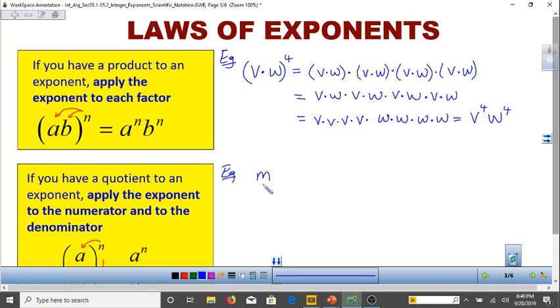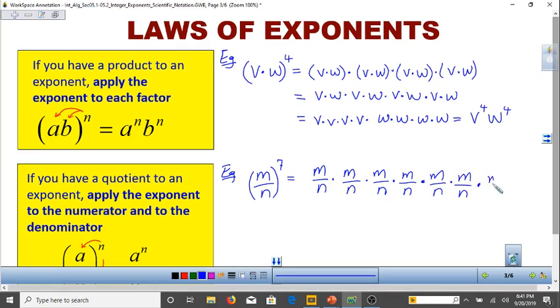The same thing happens when we raise a quotient to an exponent. So let's say I have m over n raised to the power 7. What that means, I'm going to write m over n multiplied by itself 7 times. M over n multiplied by m over n multiplied by m over n. And of course, I'm going to do this 7 times. So that's the 4th, the 5th, the 6th, and the 7th.